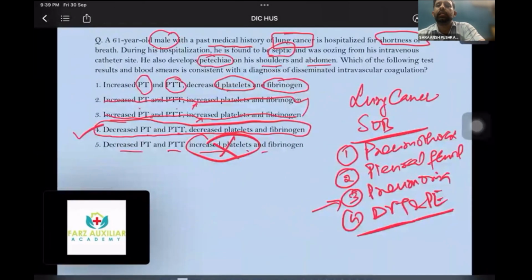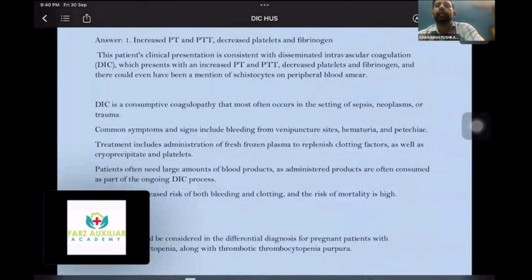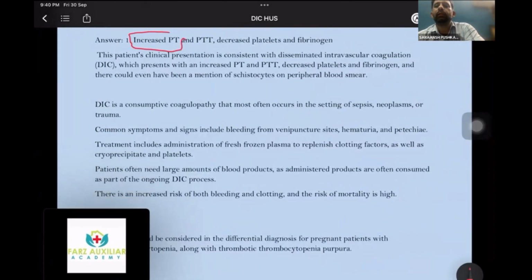The first answer: increased PT and PTT and decreased platelets and fibrinogen. So the answer is increased PT and PTT with decreased platelets and fibrinogen. So they got consumed, and the prothrombin time and PTT got prolonged. So the patient's blood is taking a longer time to coagulate. This patient's clinical presentation is consistent with DIC, which is presenting with bleeding at the cannulation sites and presence of petechial hemorrhages. And it is presenting with increased prothrombin time and PTT and decreased platelets and fibrinogen.